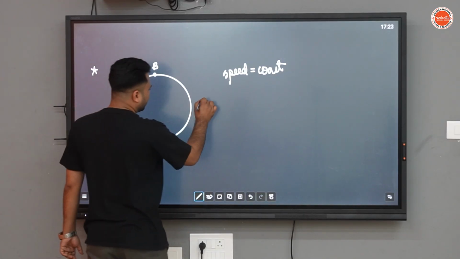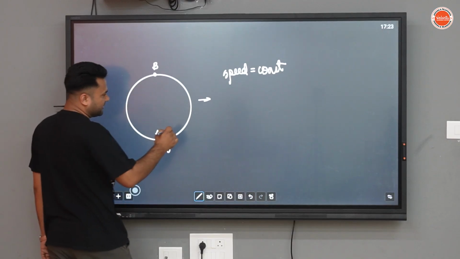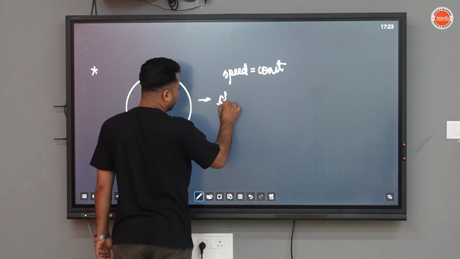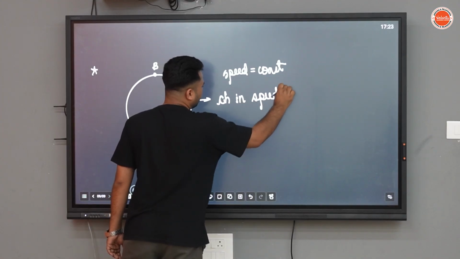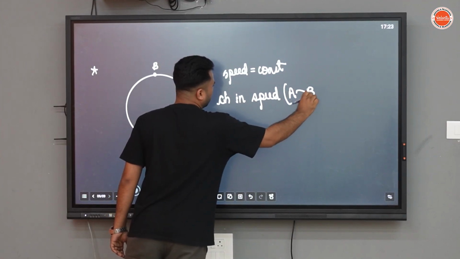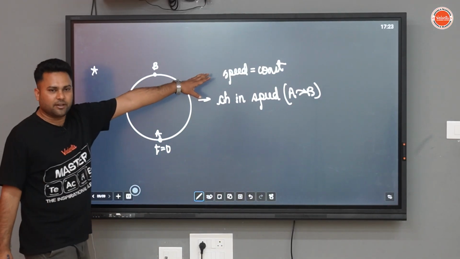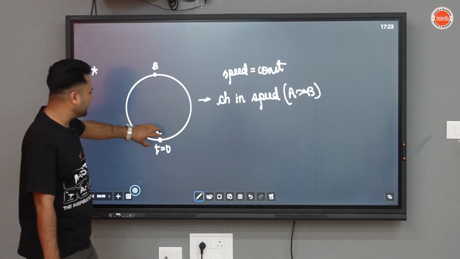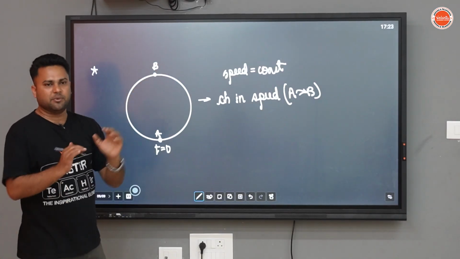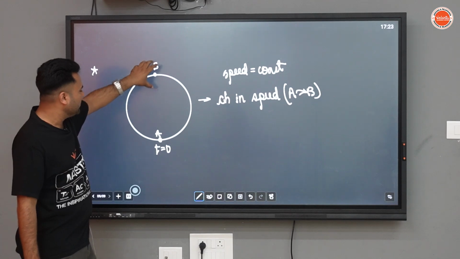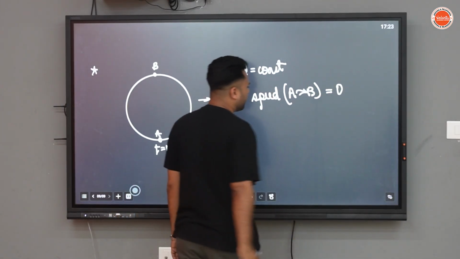So they ask that if the object goes from A to B, what is the change in speed? Because speed is constant, you just assume 10 meter per second here, also 10 meter per second here. So change in speed is what? Change means final minus initial. Final is 10 minus initial 10, so this will be 0.